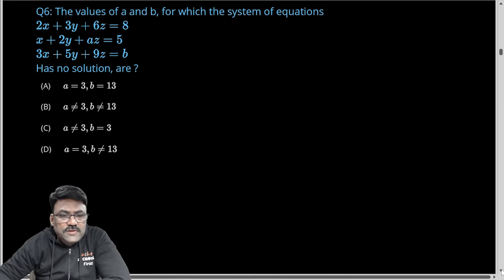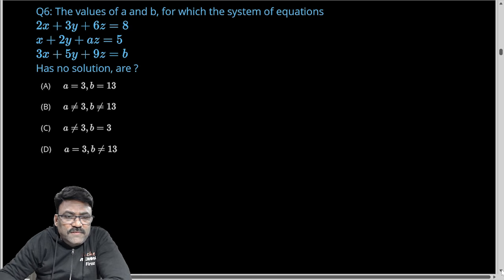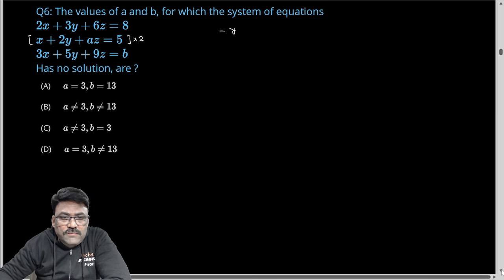Let's eliminate x. So if I multiply the second equation by 2 and subtract it from the first equation, you are getting what? 2x cancels. 3y minus 4y is minus y. Then 6z minus 2a z, so you will get 6 minus 2a times z. And on the right side, you are getting 8 minus 10, that is minus 2.